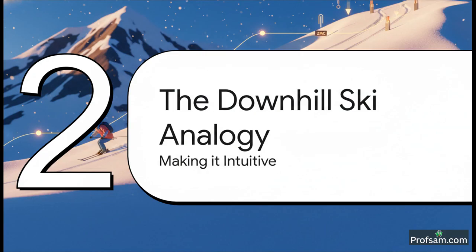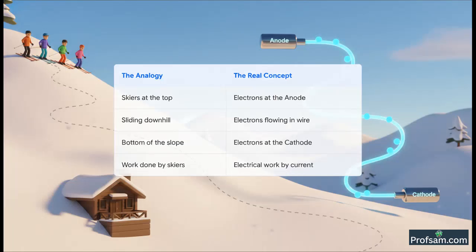To make this concept intuitive, let's use a simple analogy that you will not forget. Just imagine a downhill ski slope. The electrons are like skiers at the very top, at a place we call the anode, full of potential energy. They naturally, spontaneously want to slide downhill through the wire to the bottom, a place we call the cathode. This natural downhill movement, that is your electric current.